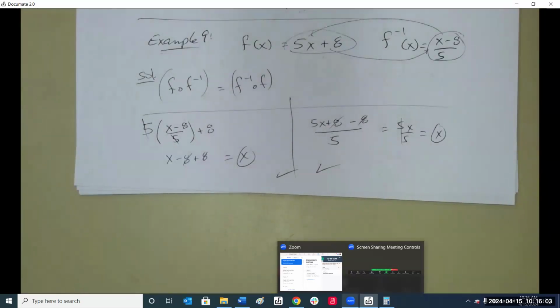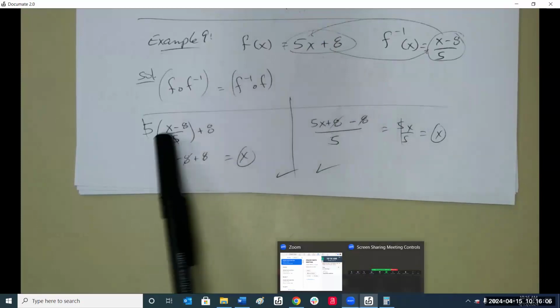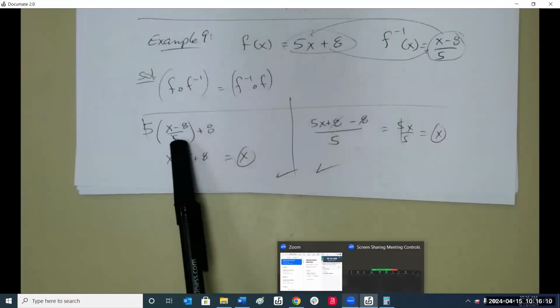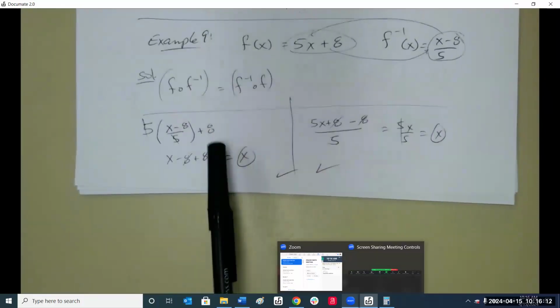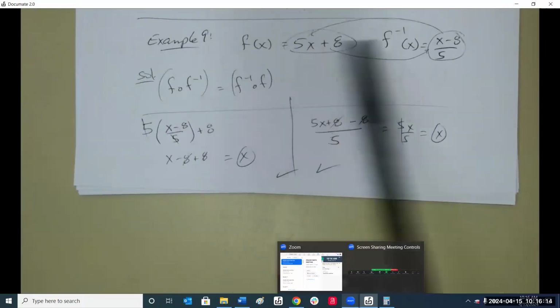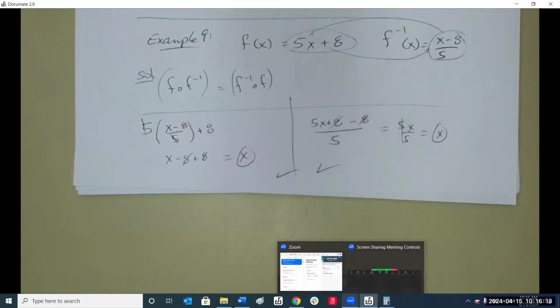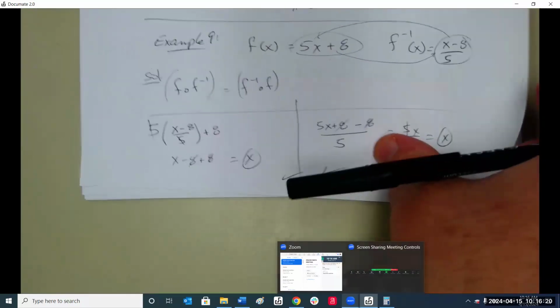And you can see, yes, they both equal x. For the first one, take the inverse and plug it in place of x in the first. The 5s cancel, then the 8s cancel. And then take the function and put it inside the x in the inverse, and everything cancels. So it's a true inverse. Any questions about that?